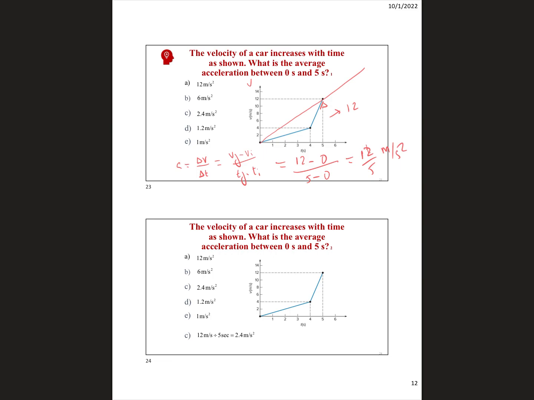12 divided by 5 is like 2 point something. So it should be the C. Okay, it should be the C, I suppose. Let's go to the next one. No, there is no next one. So I hope this summary will help you to redo it.